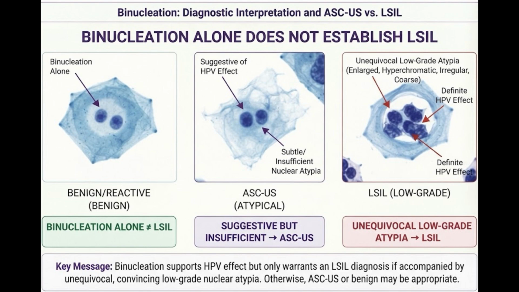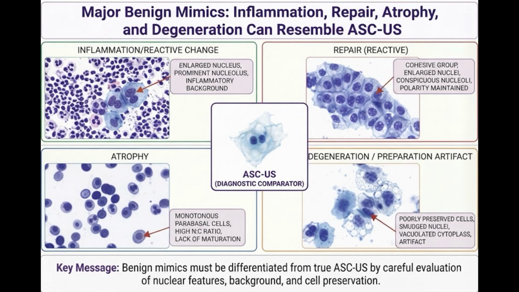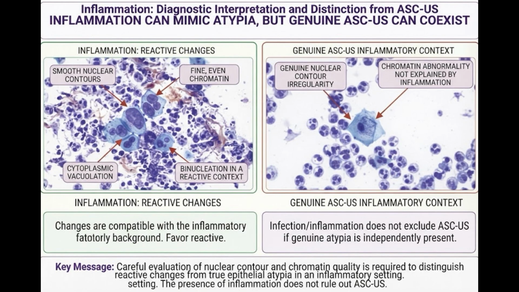Once the nuclear atypia unequivocally fulfills low-grade criteria, the diagnosis should be LSIL rather than ASCUS. Major benign mimics. Several benign processes can resemble ASCUS. The most important are inflammation, repair, atrophy, and degeneration or preparation artifact. Inflammation may cause nuclear enlargement, binucleation, cytoplasmic vacuolation, and degenerative hyperchromasia.